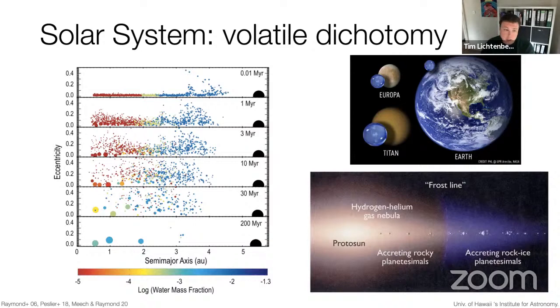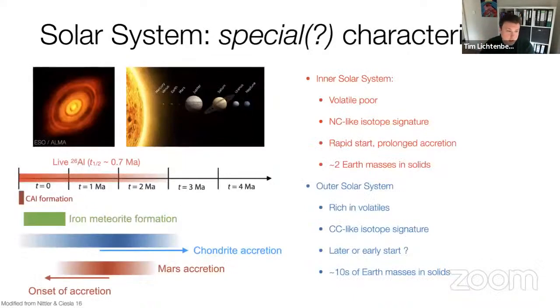So let us summarize this a bit, because it becomes important that we have this structured. The inner solar system is volatile-poor and has an NC-like isotope signature. It has a rapid start in accretion, but takes a prolonged time, about 100 million years, to finish accretion. The total mass in solids in the inner solar system is dominated by Venus and Earth, about 2 Earth masses in solids. In comparison, the outer solar system is rich in volatiles, has a CC-like isotope signature, and is consistent with a later start, actually.